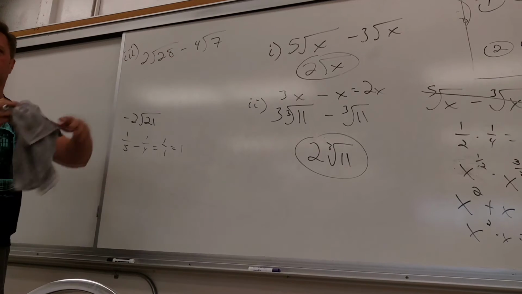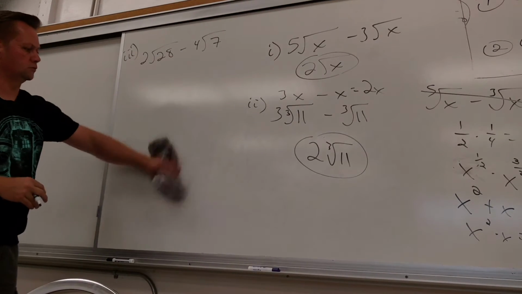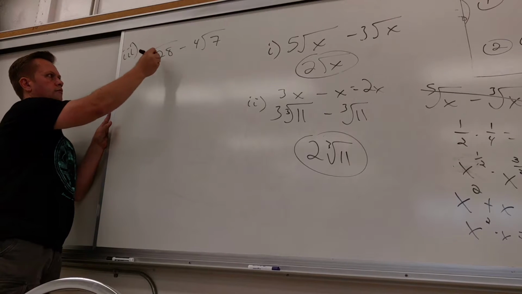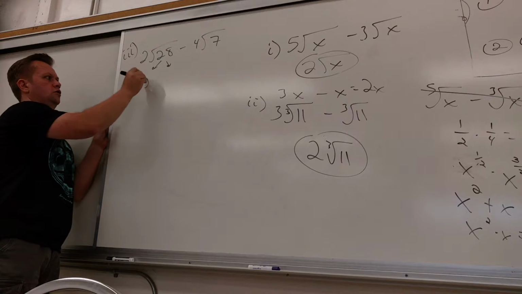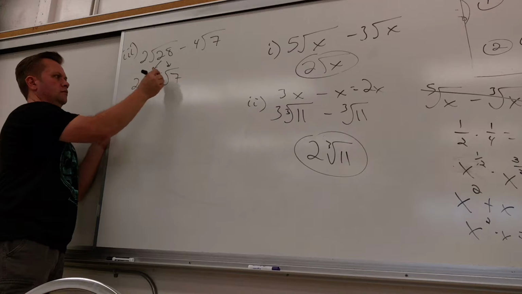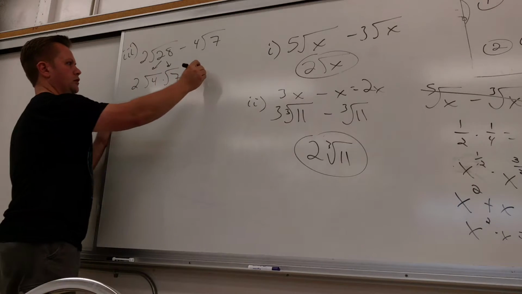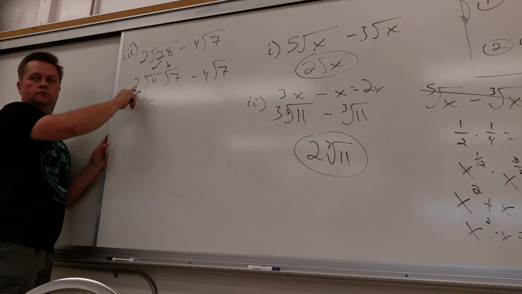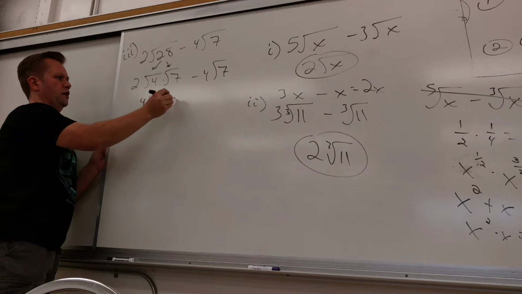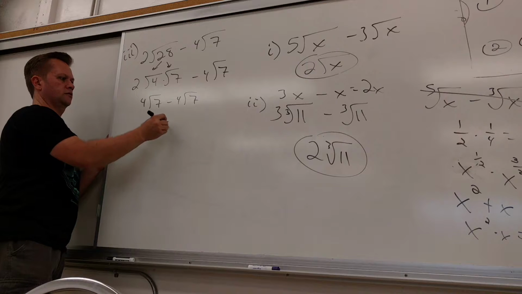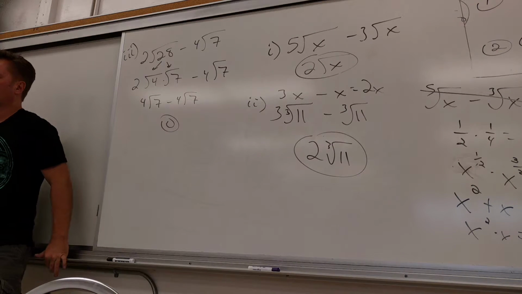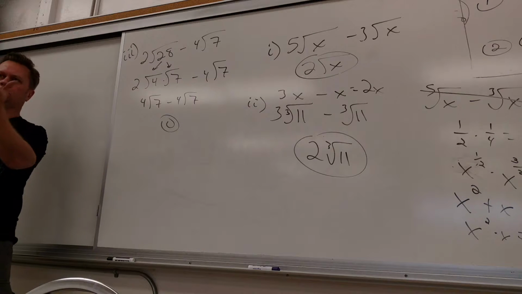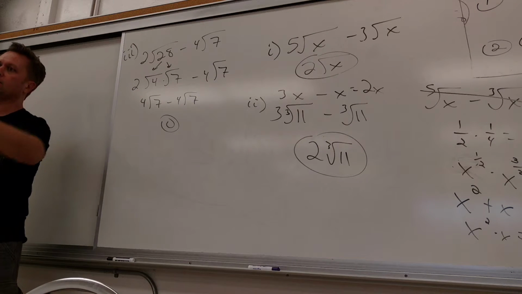These are not like terms currently. But what can I do? 7 times 4. Yeah, so this is 2 square root of 4 square root of 7, minus 4 square root of 7. What's square root of 4? 2. Times 2. 4 square root of 7 minus 4 square root of 7 is? And you can check it. If you do this in a calculator, 2 times square root of 28 minus 4 times square root of 7 is about 0.